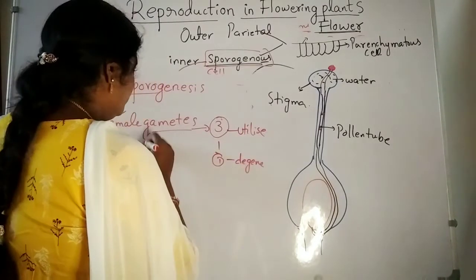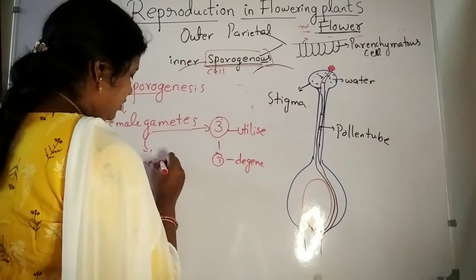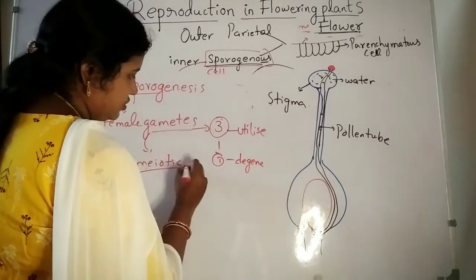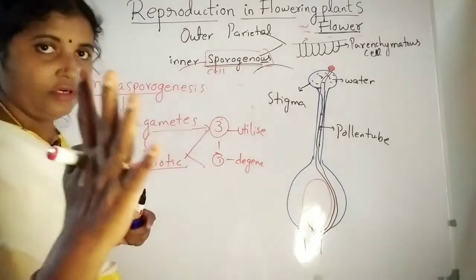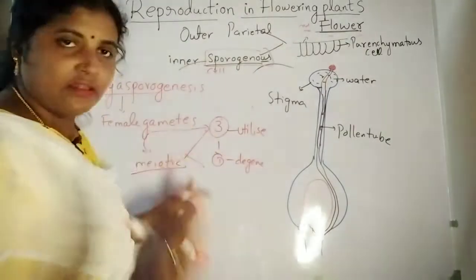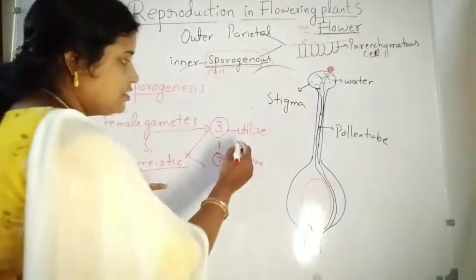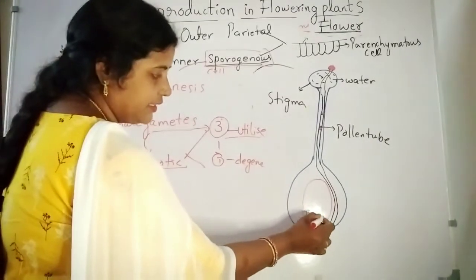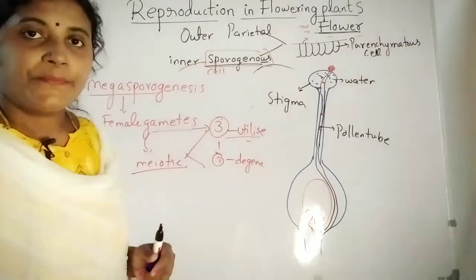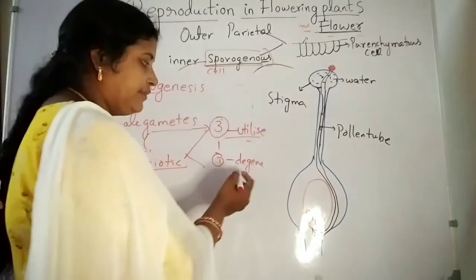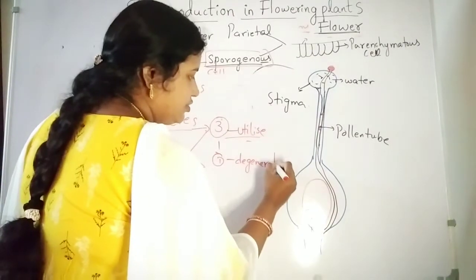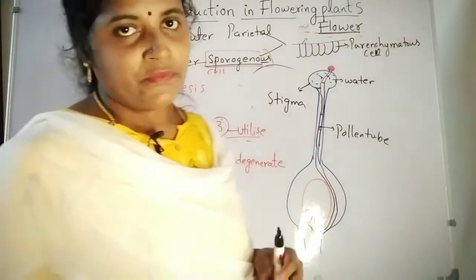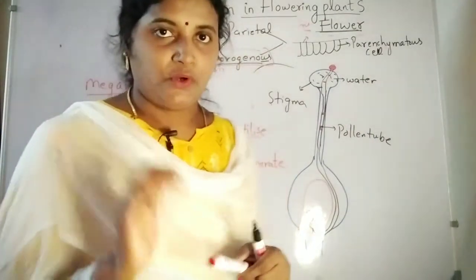So after meiotic division, it forms four megaspores. Three are going to be utilized for reproduction or fertilization, and one is going to degenerate. That is about the pollination.